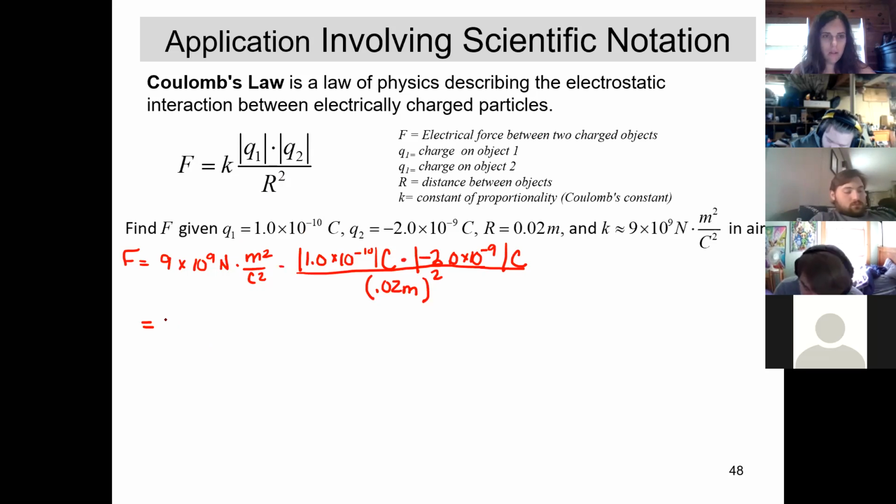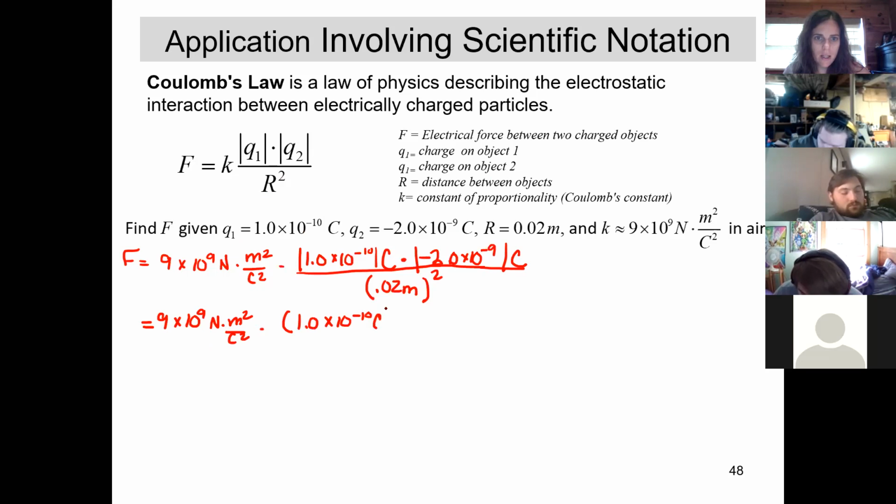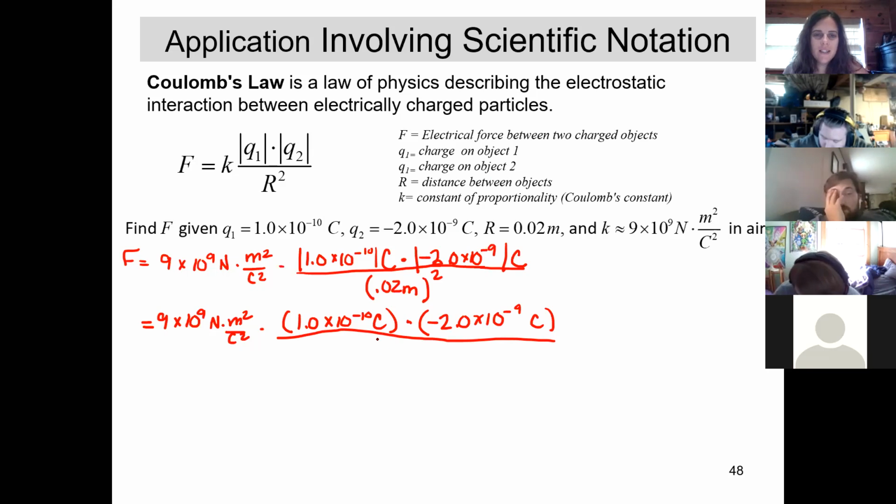All right, so 9 times 10 to the 9th newton meters squared per coulomb squared times, now in the numerator I need to take the absolute values of these two numbers. We talked about this one is already positive and this one was negative, so it will have to be positive. So it's going to be 1.0 times 10 to the negative 10 C times 2.0 times 10 to the negative 9 C, all over, oh boy, that's not a very straight line, squaring 0.02 and squaring the m, you got to square the units as well.